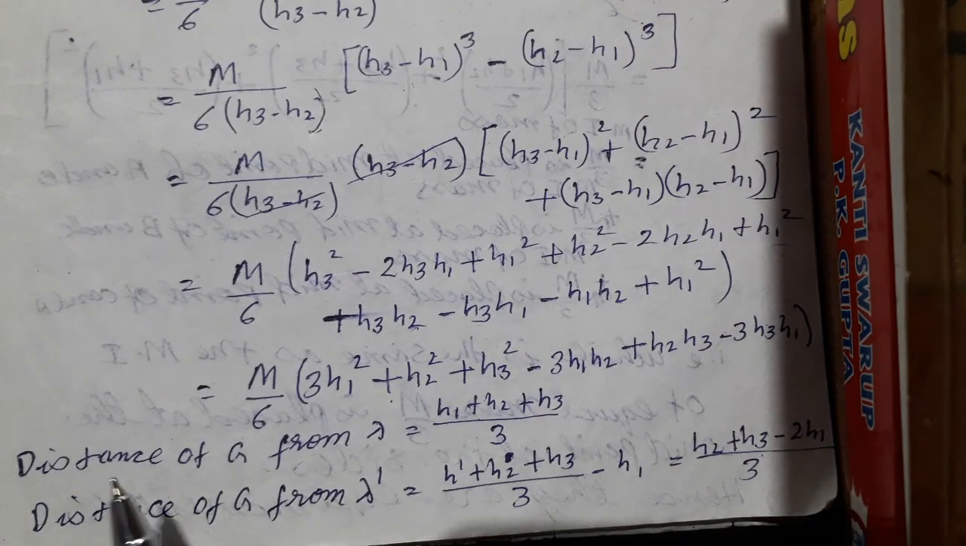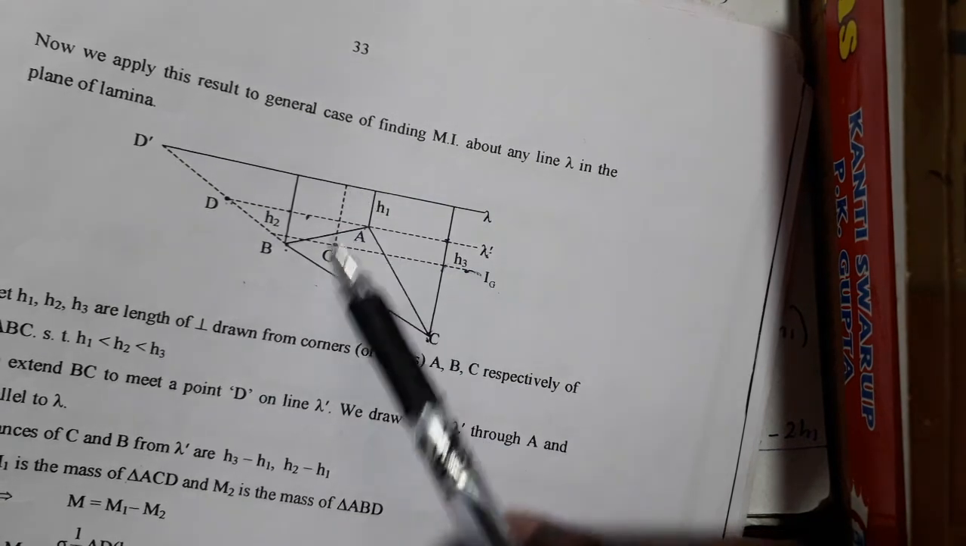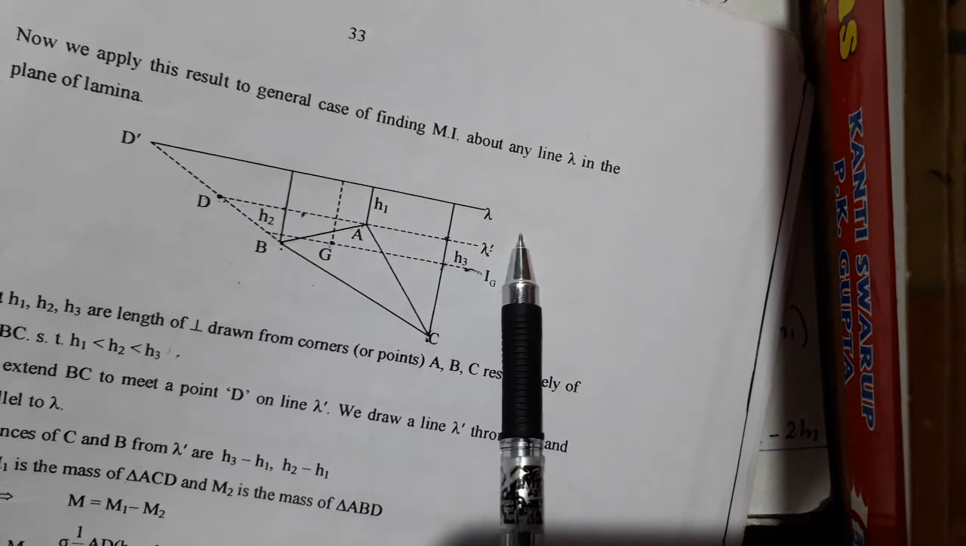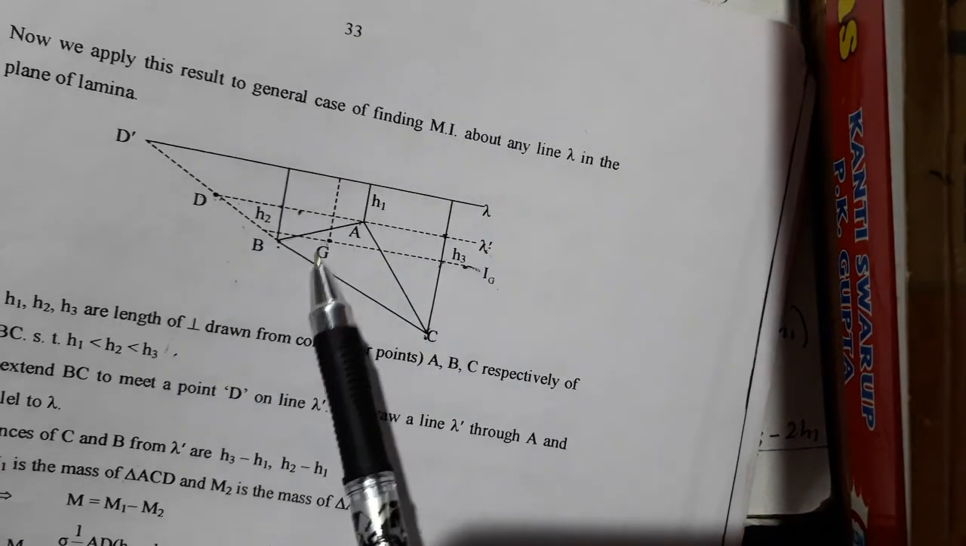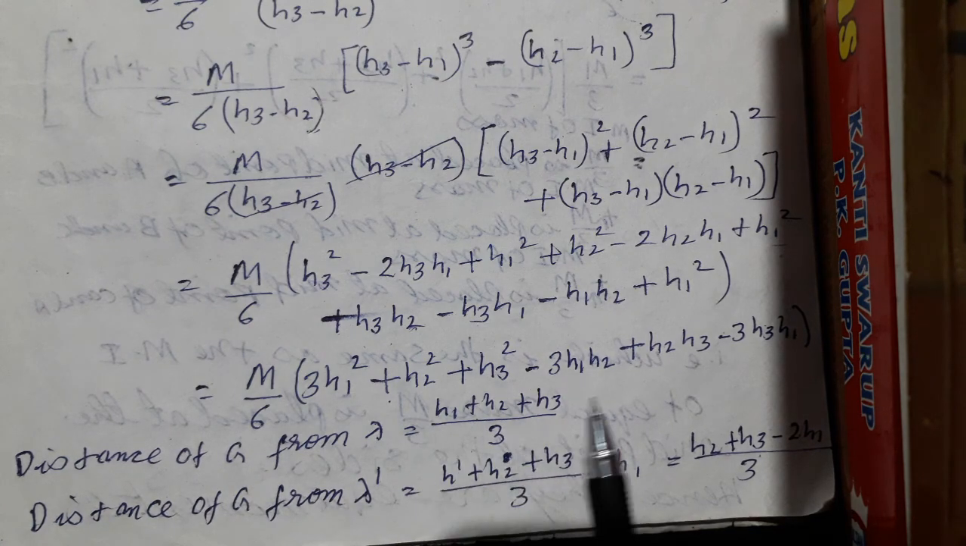Now we'll try to find the distance of g from lambda. You can check the diagram from here. We are trying to find this distance of g from lambda. It is nothing but the average of all these distances, because g is the centroid. So what is the average? h1 plus h2 plus h3 divided by 3. So we get the distance of g from lambda, that is this.